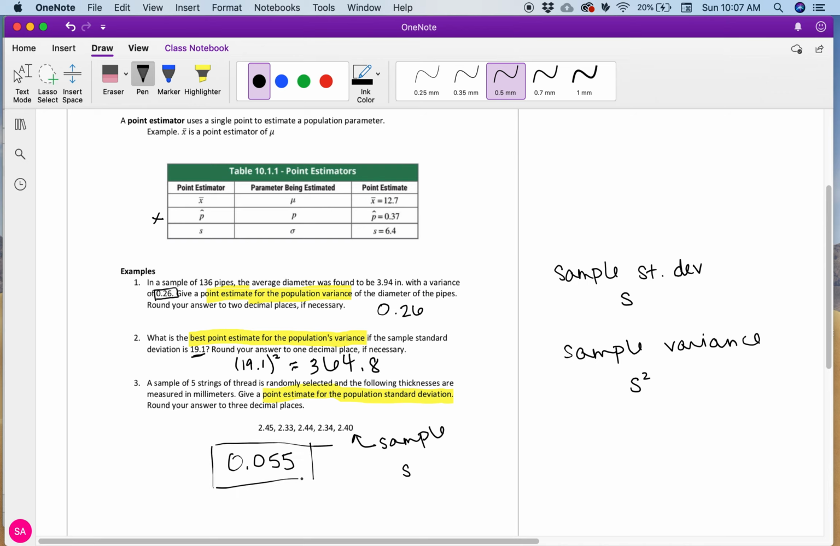So the homework in this section, there's some calculation that you're going to have to do, but they're just asking for the actual point estimates themselves. And some problems, it's just going to be given straight to you. In this problem, we had to square it to figure out the sample variance, which is our point estimate for population variance. And then here, we actually needed to use Excel to calculate our sample standard deviation, which again, that's then our point estimate for population standard deviation.